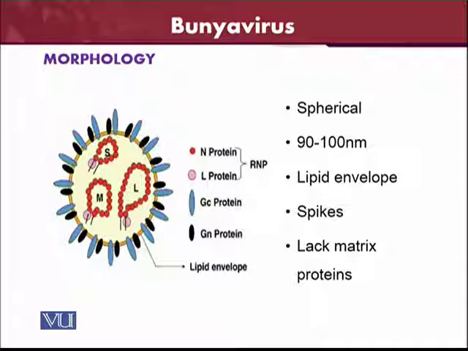From the morphological point of view, they are spherical, 90 to 100 nanometers in size. We have studied that they are enveloped single-stranded RNA viruses, so they are lipid enveloped. The envelope is also accompanied with spikes, and there are matrix proteins inside. The large protein, N protein, and GC glycoproteins, and then GN proteins are there. And the lipid envelope is there, as is clear from the diagram on the left side of the screen.